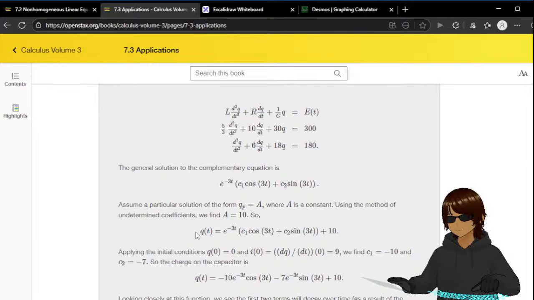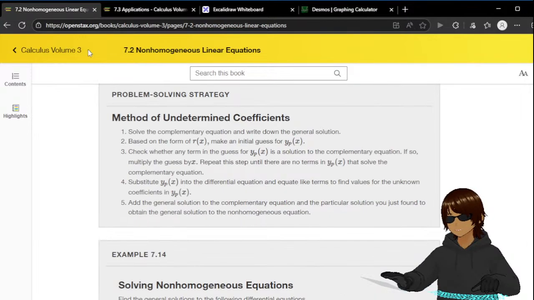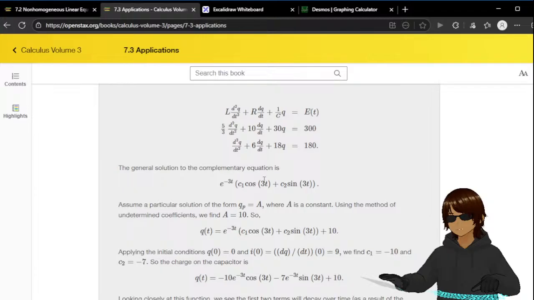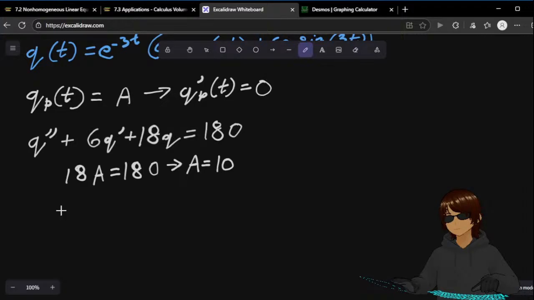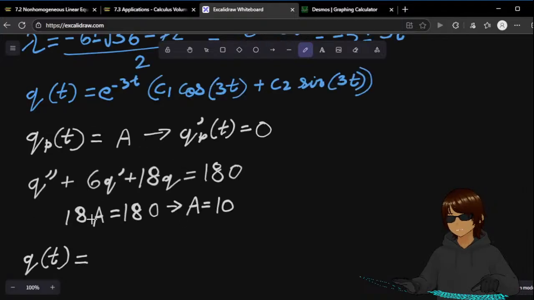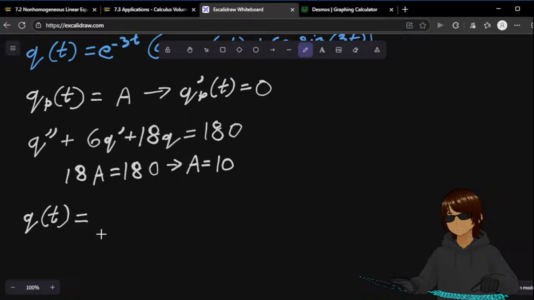So Q(t), potential solution, add the general solution to the complementary equation and a particular solution you just found to obtain the general solution to the non-homogeneous equation. Okay. I still don't understand why this thing works.